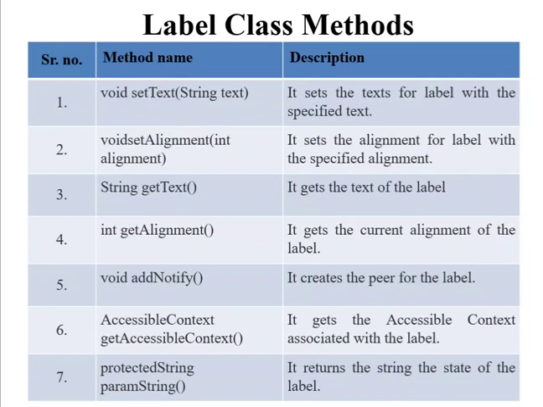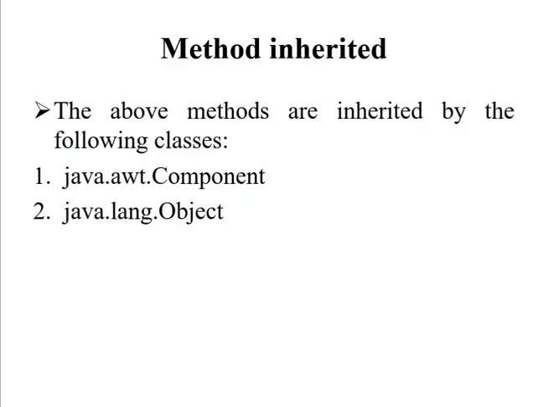Next one, let us consider the Label example. We are creating two labels, that is, the first label and second label. The window consists of the two labels. Basically the label is created by using this parameter: Label l1 = new Label, and in brackets we give the name, that is, the first label and second label.